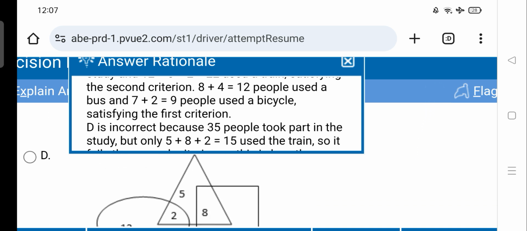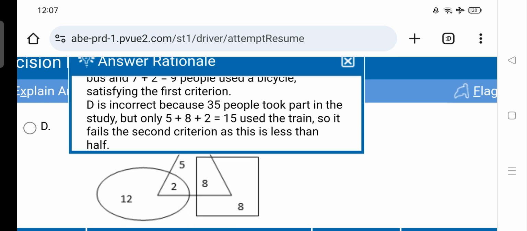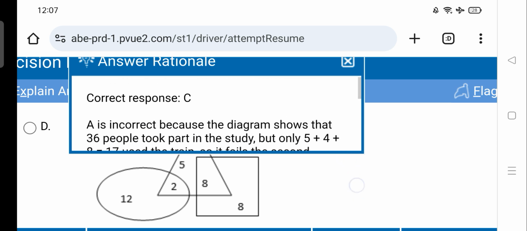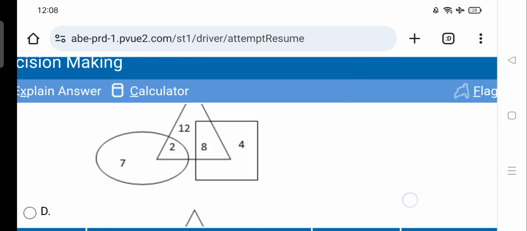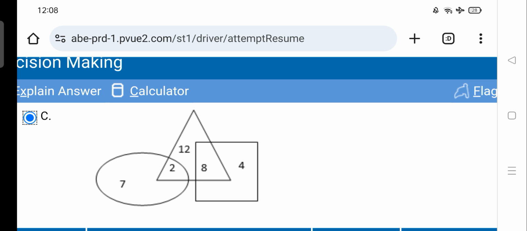D is incorrect because 35 people took part in the study, but only 5 plus 8 plus 2 equals 15 used the train. So it fails the second criterion as this is less than half. So the correct option is option C. This diagram best represents the data that is given above in the passage.